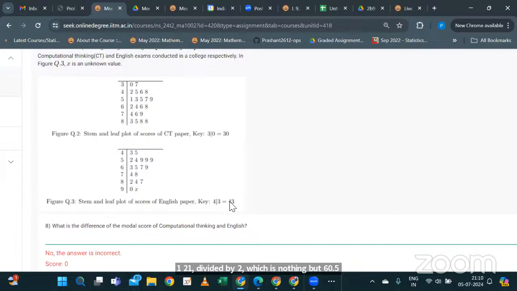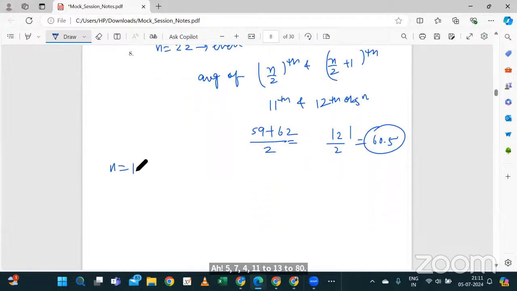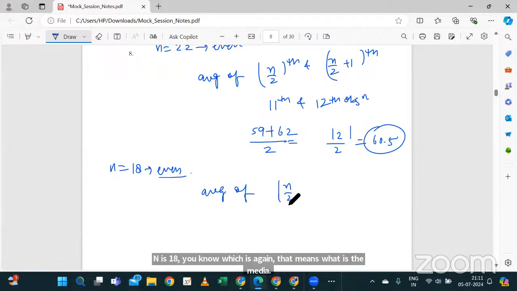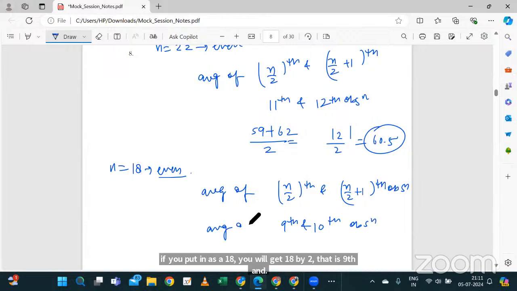We have to calculate the median for English. So what is the total number of observations? n is 18. If n is 18, which is again even, that means what is the median? Median will be the average of n by 2th and n by 2 plus 1th observation. If you put n as 18, you will get 18 by 2, that means 9th, and 9 plus 1, that is 10th observation. So we have to take the average of 9th and 10th.